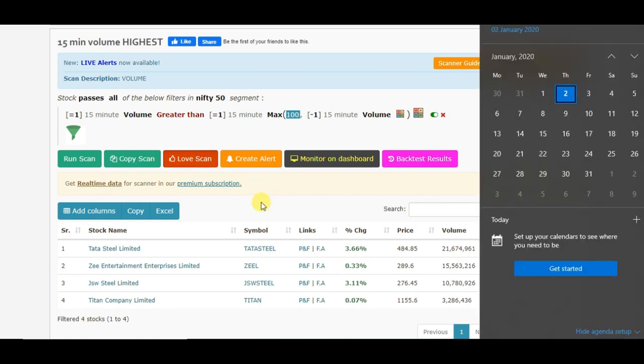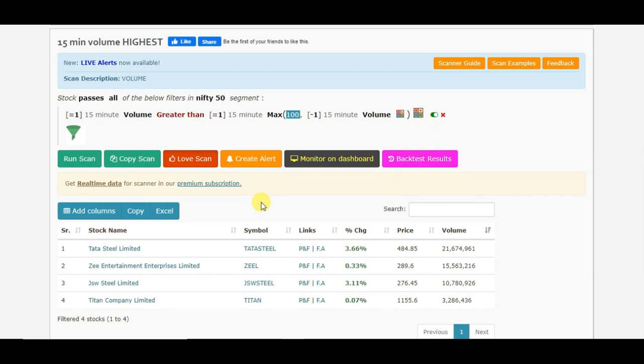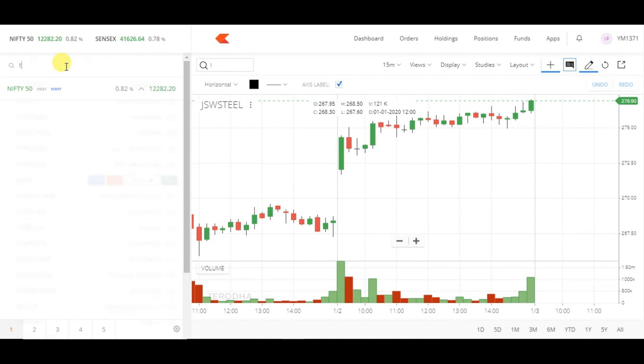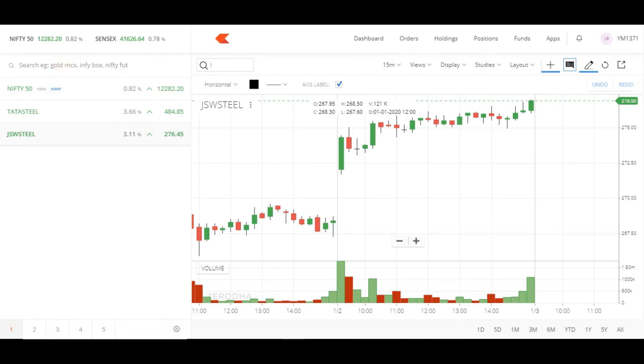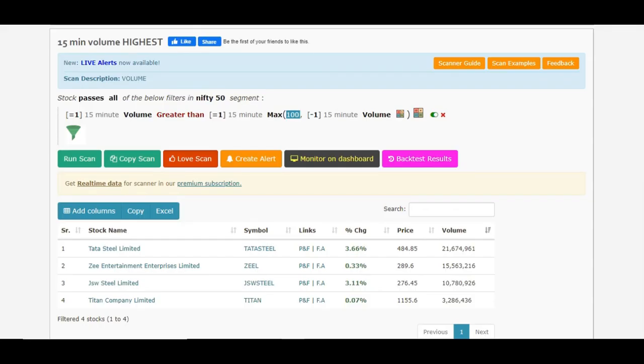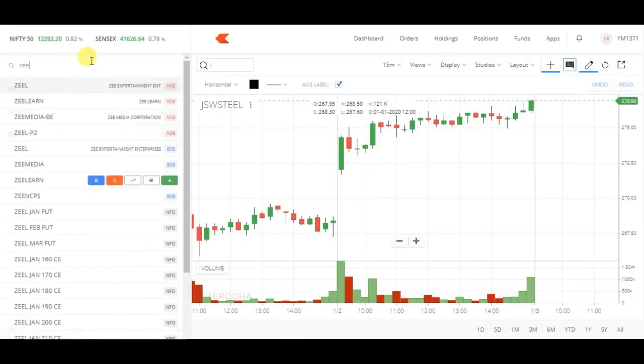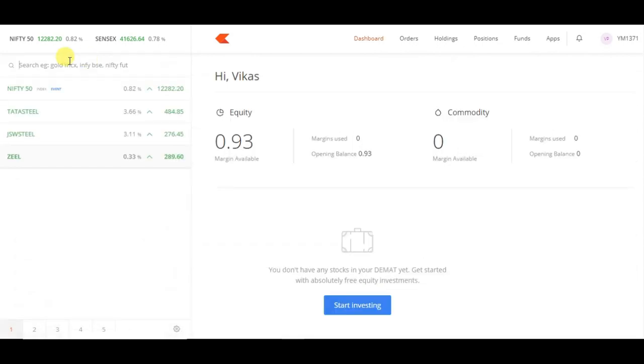Now let's add these stocks in our trading terminal. The stocks are Tata Steel, JSW Steel, Zeel and Titan.